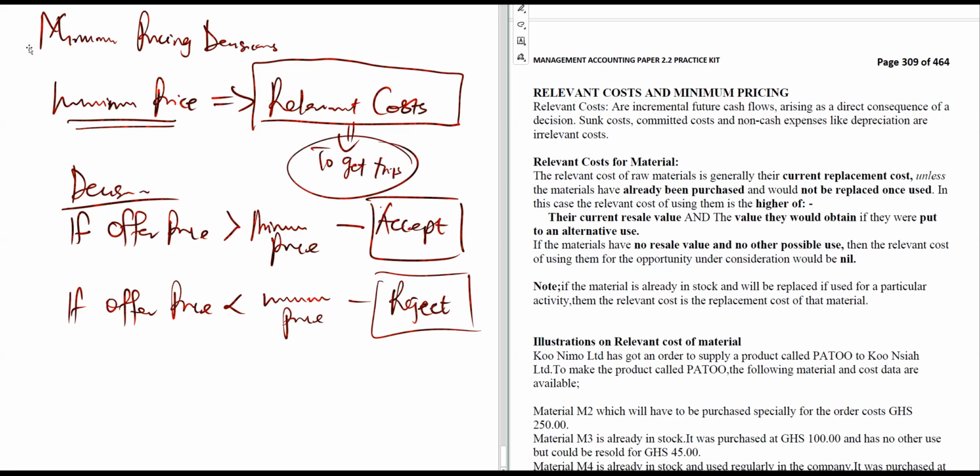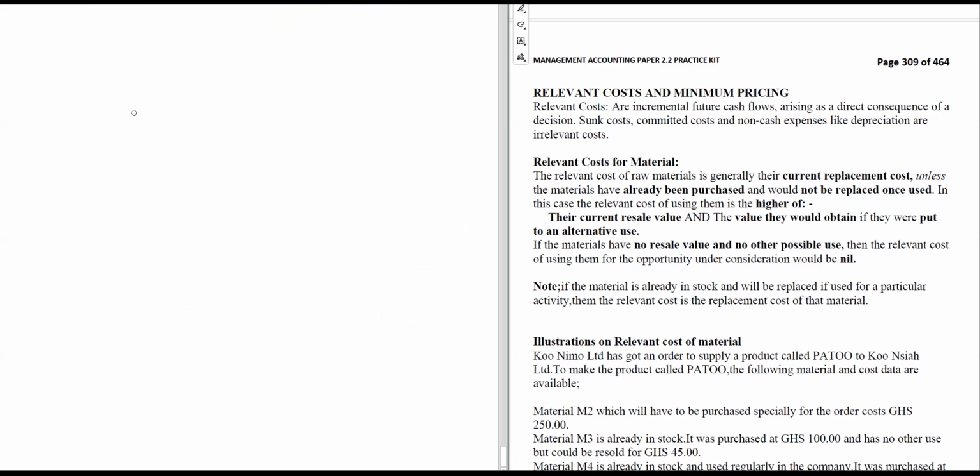Getting this is where students have a problem. Now we are going to take our time and understand each relevant cost for each item of cost, okay? Each item of cost has its own what? Relevant cost. Make sense? So let's take them one by one. We'll first start looking at relevant cost of material.